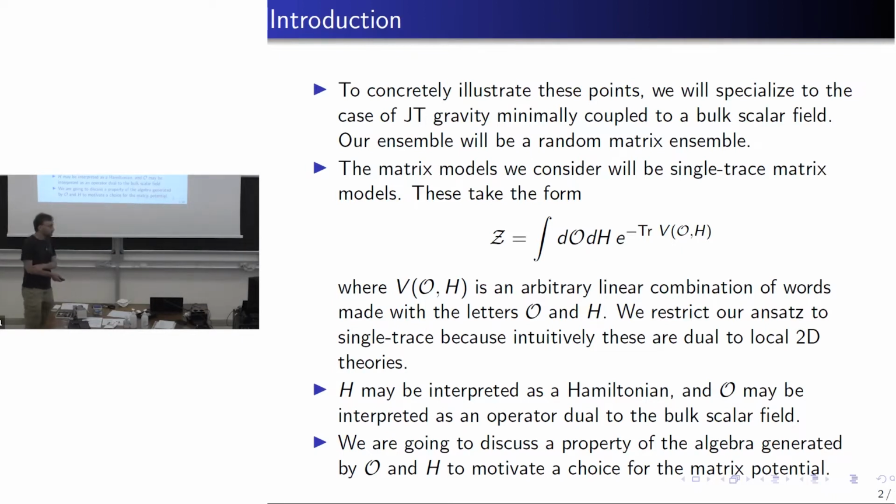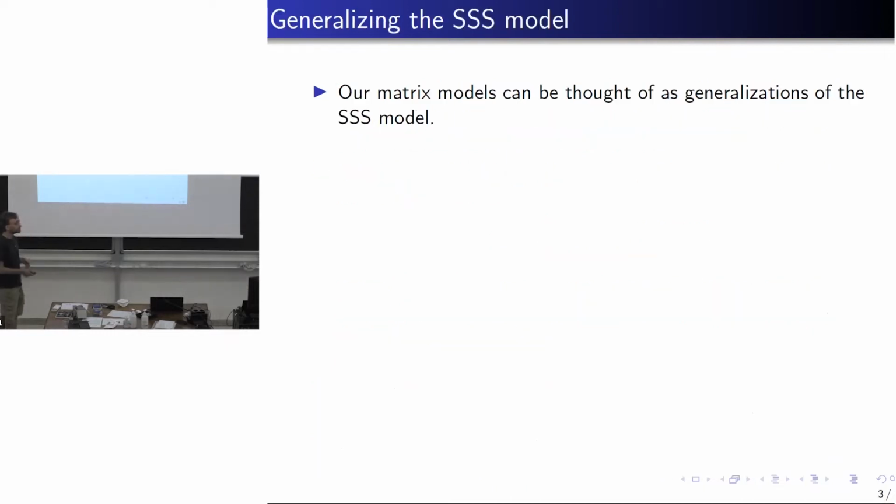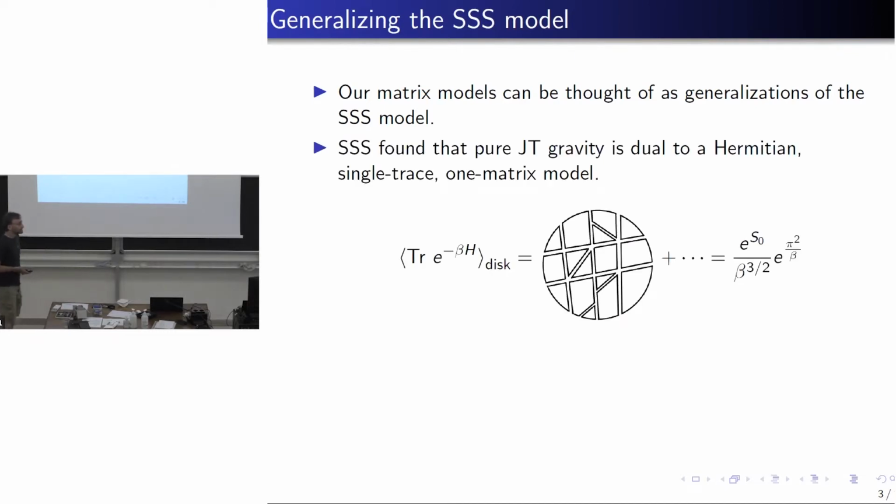Right. Anyway, I'm going to make some comments about the algebra that's generated by the operators O and H, and that'll inform a choice of the matrix potential. As some of you might have already figured out, these matrix models could be thought of as a generalization of the Saad-Shenker-Stanford model that was dual to pure JT gravity. So let me just, in one slide, review their work.